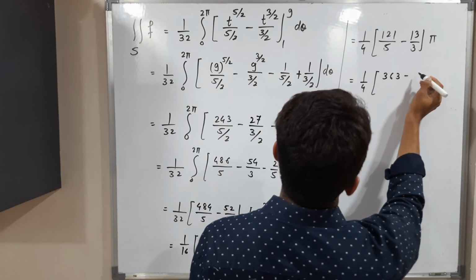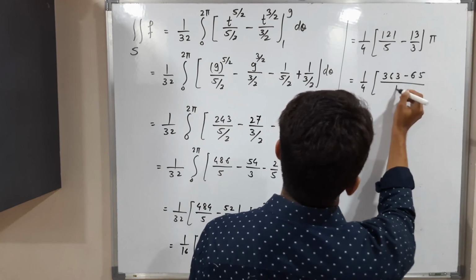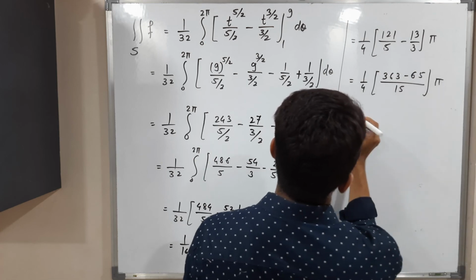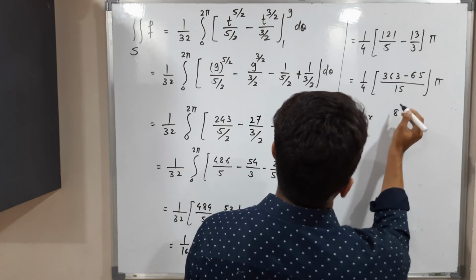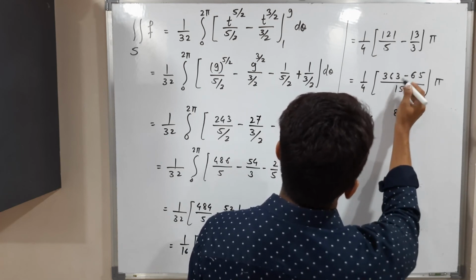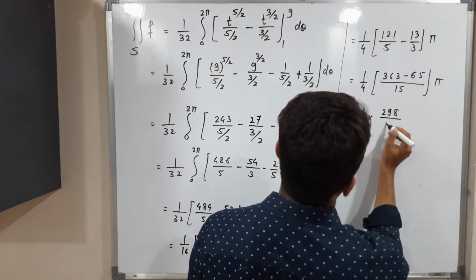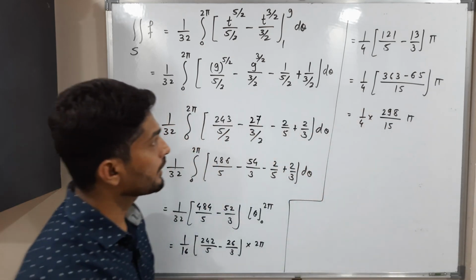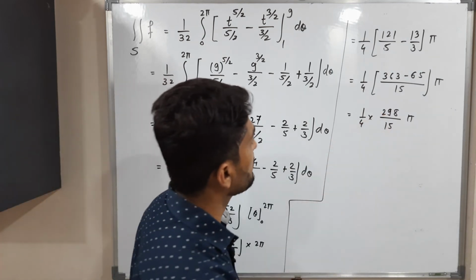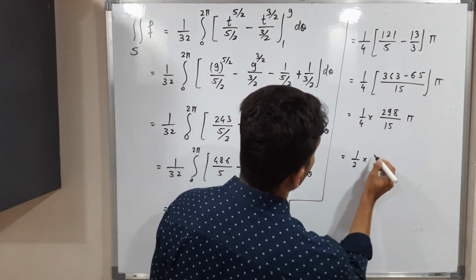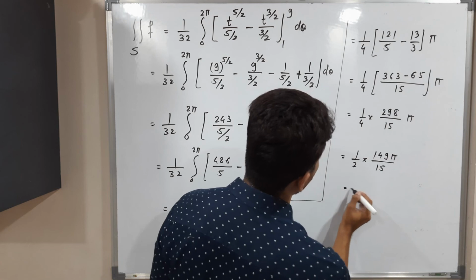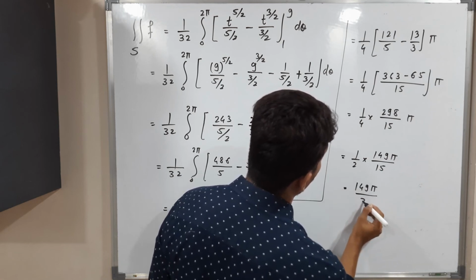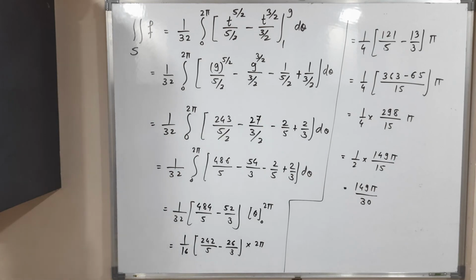363 minus 65 divided by 15 pi. Okay, so we have to subtract now. So if you subtract, it will be 298 by 15 pi. Okay, see again both of them are divisible by 2, so I will cancel out 2. So 2 into 149 pi by 15. So it is 149 pi by 30, right? So this is the final answer we have got. Make a screenshot of it, then we will stop. Thank you.